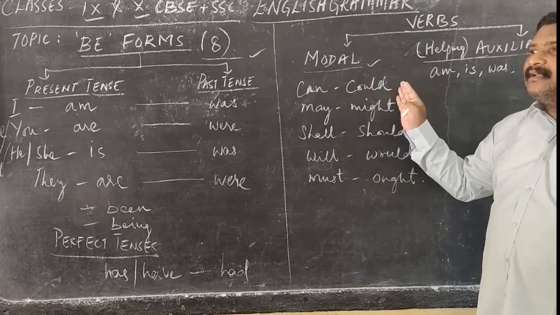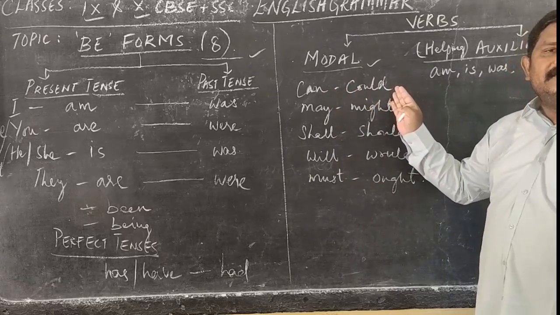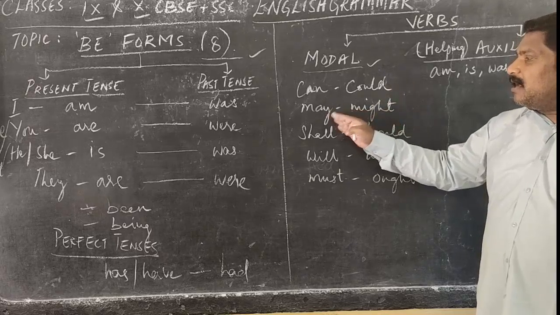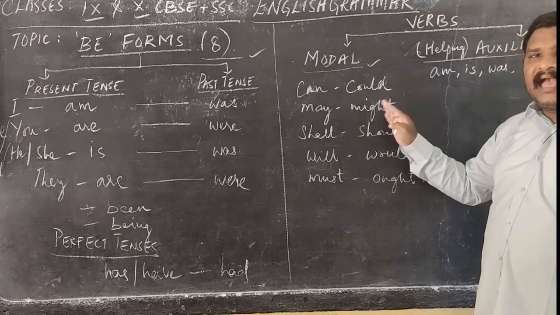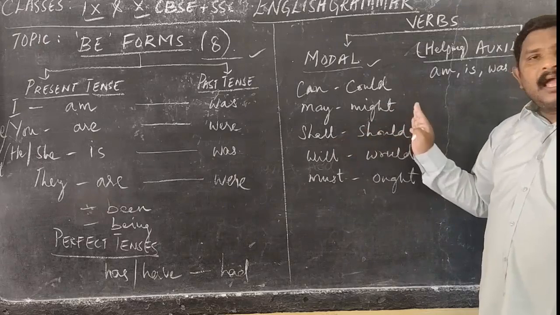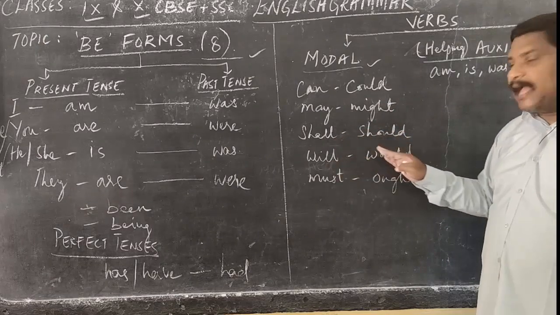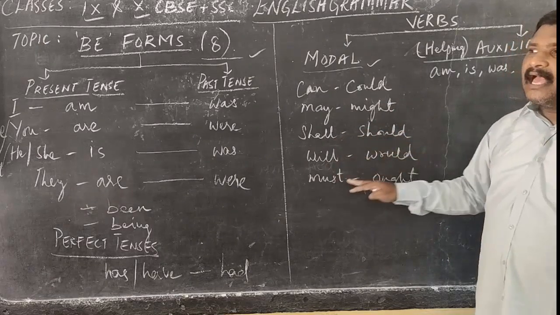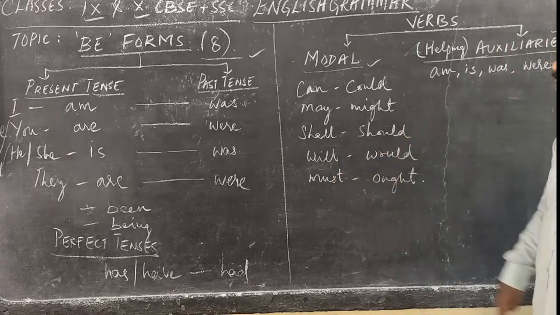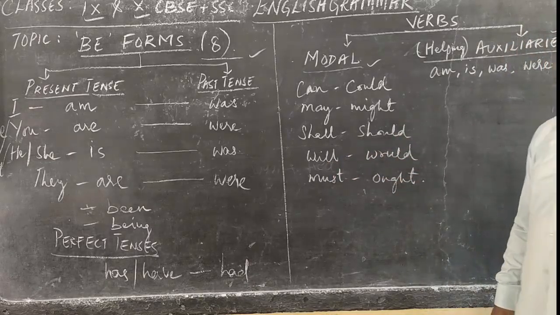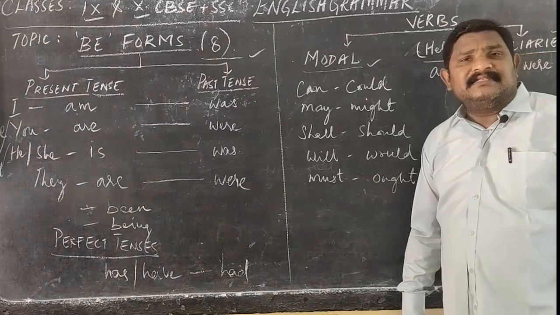Can is the present, could is the past: I can do it, he could do it. May and might, shall and should, will and would, must and ought. These are the next classification of verbs. Normally we make use of them in sentences.